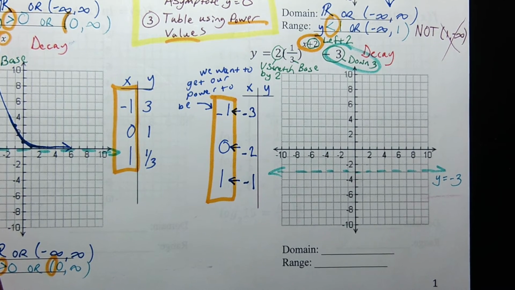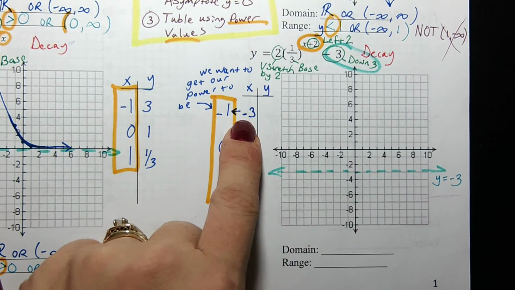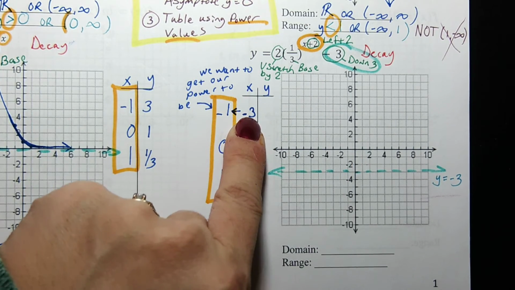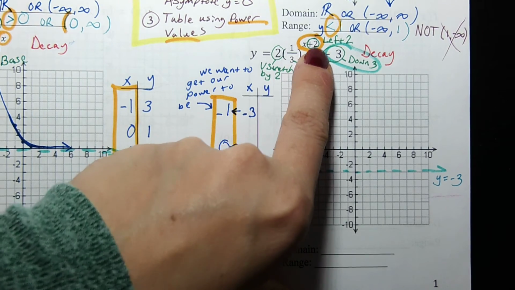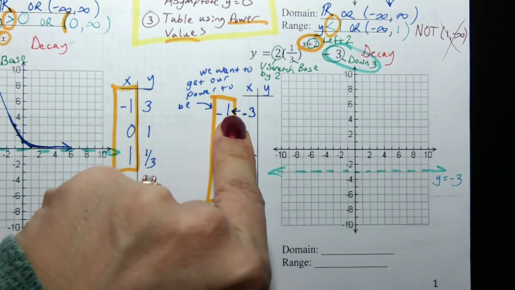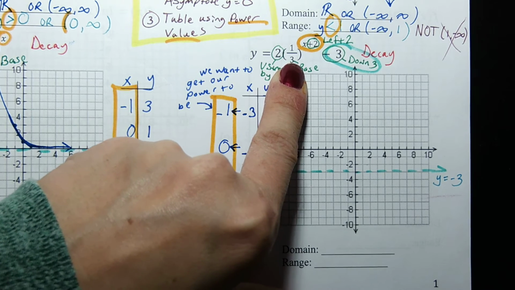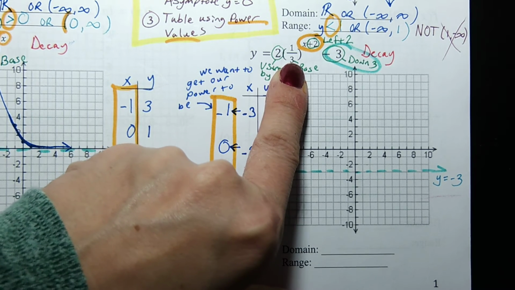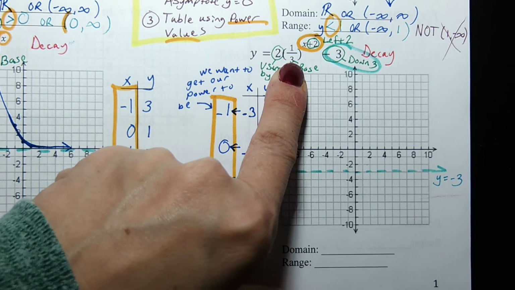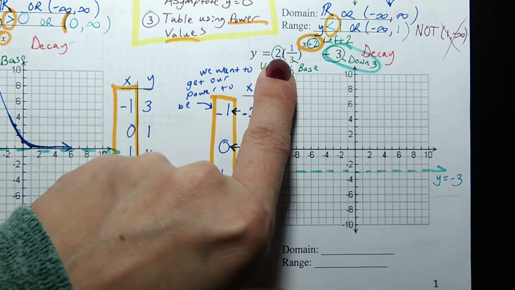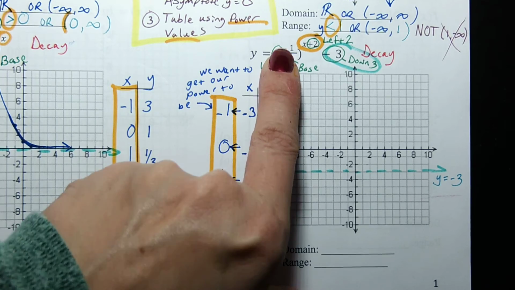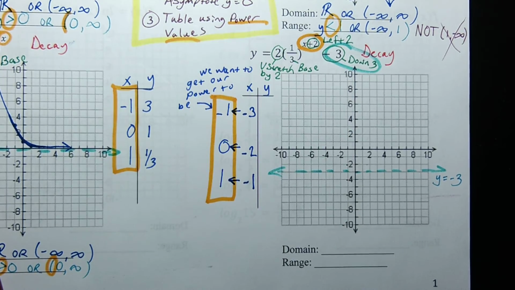And now we use PEMDAS. So I first plug in negative 3. Negative 3 plus 2 is negative 1. What's 1/3 to the negative 1? What happens when I give that fraction a bad attitude? We flip it and it turns into 3. 3 times 2 is 6. And 6 minus 3 is 3.